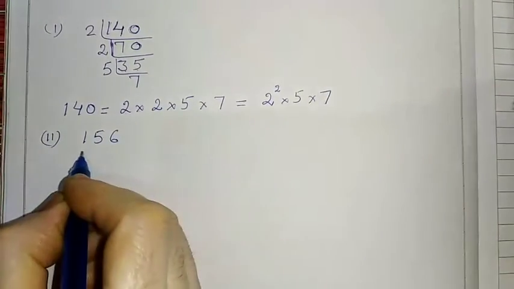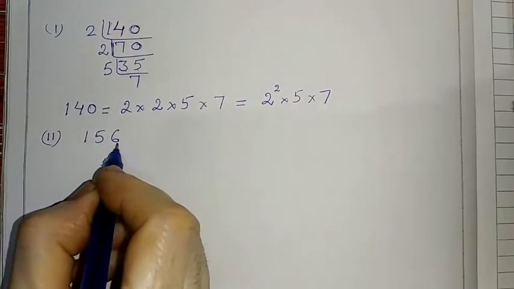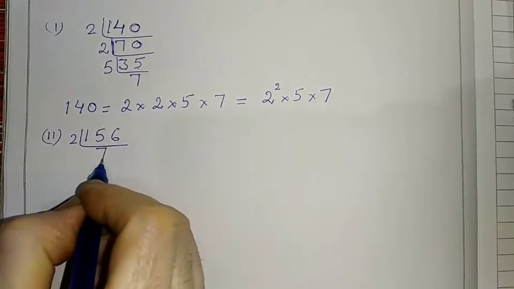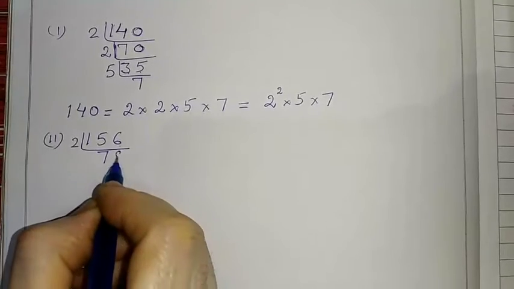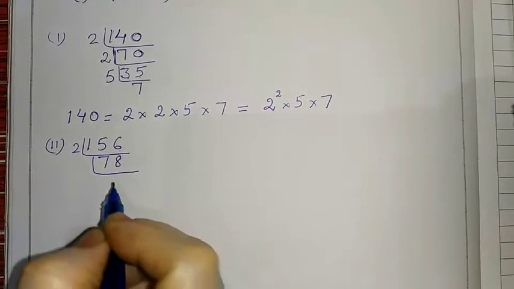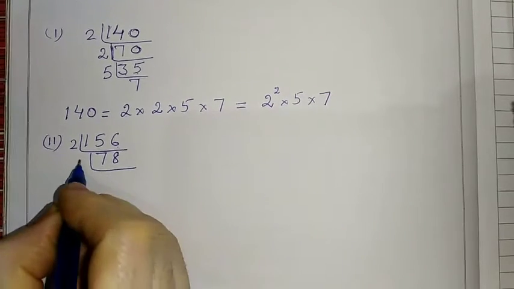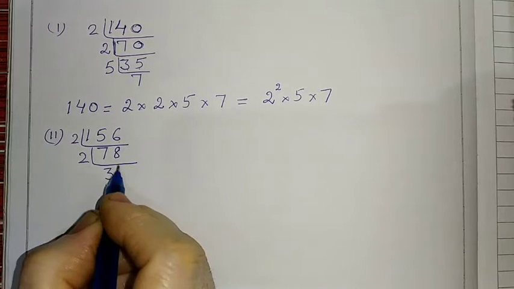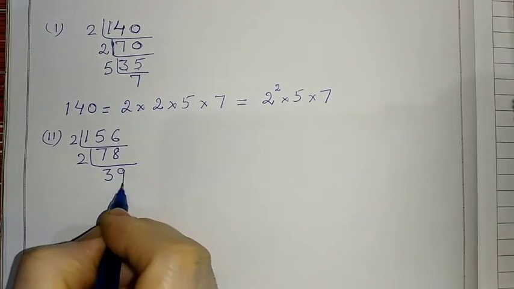156. This is divisible by 2. So divide it by 2. 2 7s are 14 and 2 8s are 16. Again this number is divisible by 2 because the one's digit is 8. 2 3s are 6 and 2 9s are 18.